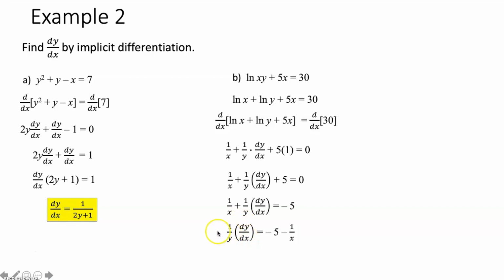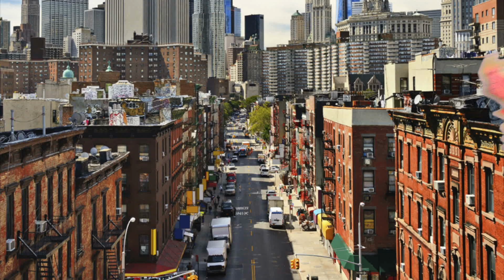How do I solve for it? Well, I just multiply both sides of the equation by y, and that'll cancel out this 1 over y here, and over here I get to distribute it to each term, and I get dy dx is equal to negative 5y minus y over x. And I'm done. You try.